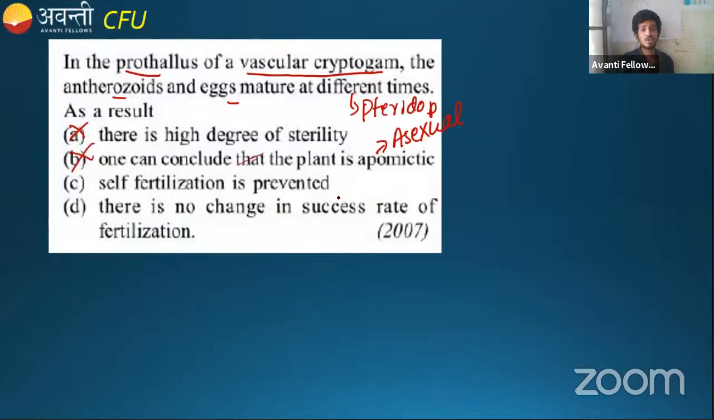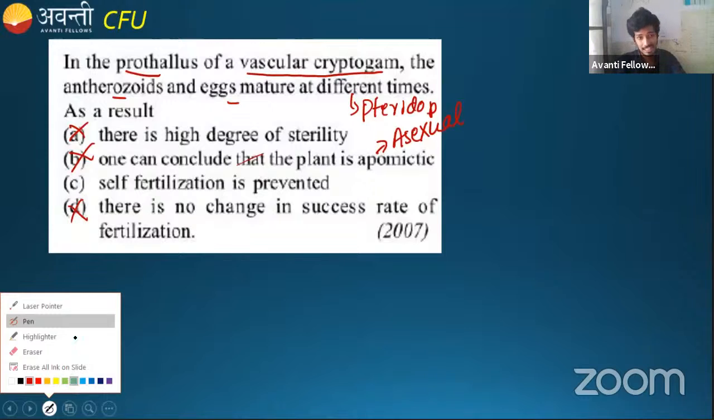Next, there is no change in success rate of fertilization. Yes, there is. If they are produced at the correct time, then the success rate will be higher, right? If they are produced at different times, then this is also not correct. Self-fertilization is prevented. Correct, right? Wherever self-fertilization happens, there are several mechanisms to stop it. We will learn that in a later class. But try to remember that the correct answer for this is to stop self-fertilization.